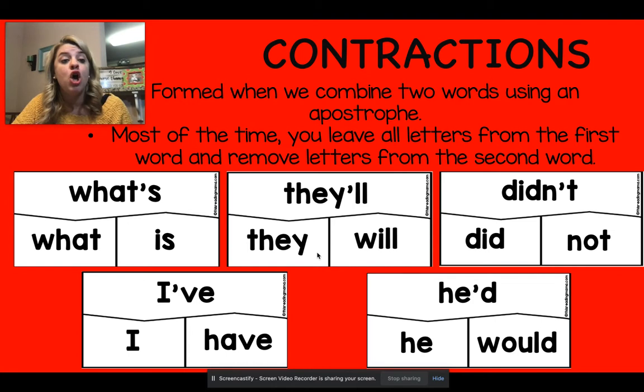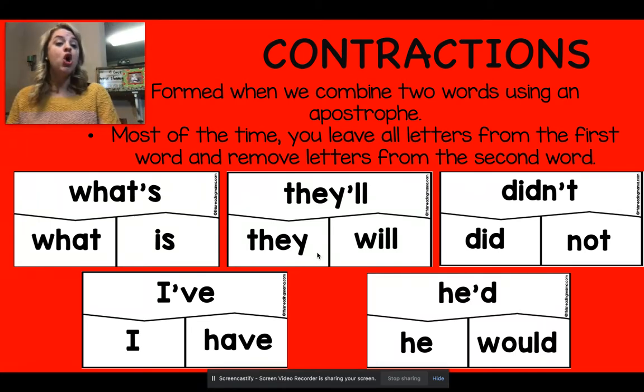Whose. Who is. Whose. Who's going to be at your house this weekend? So that's who is, and we push it together to form the contraction whose.